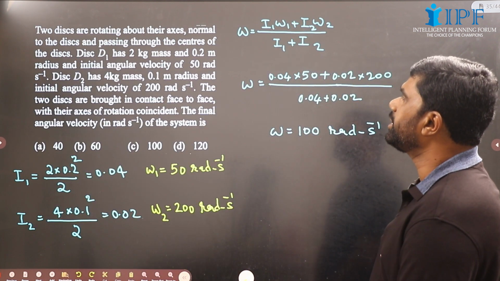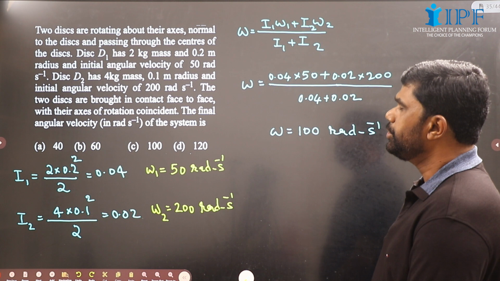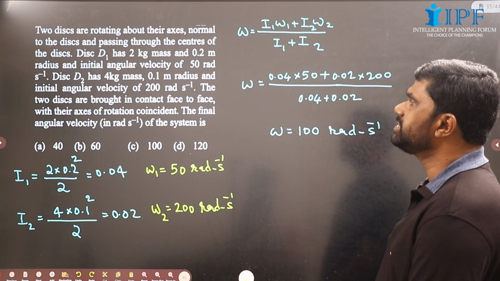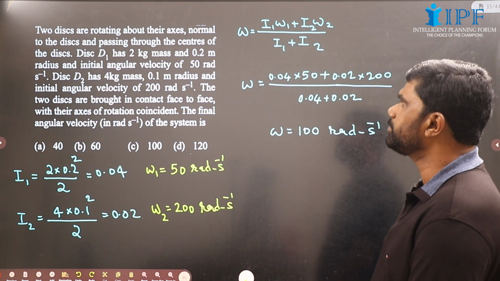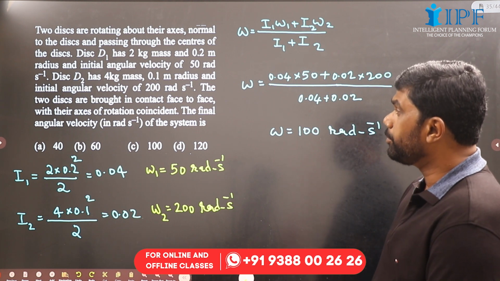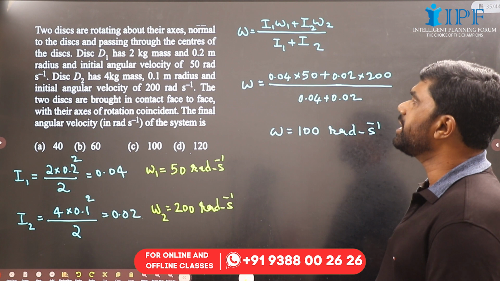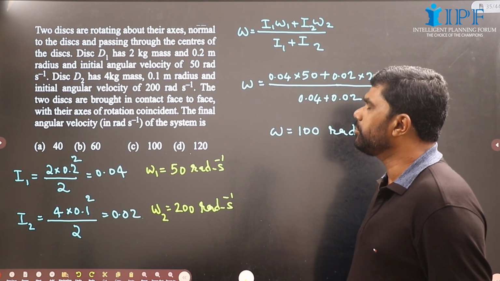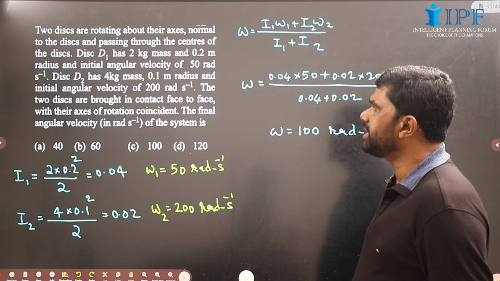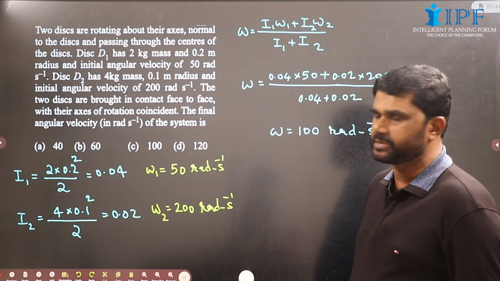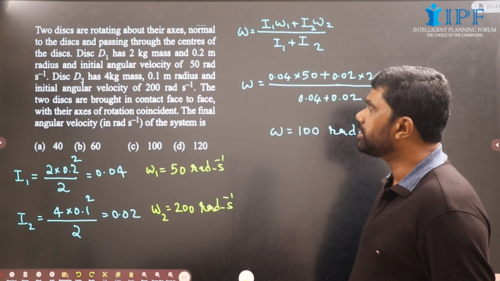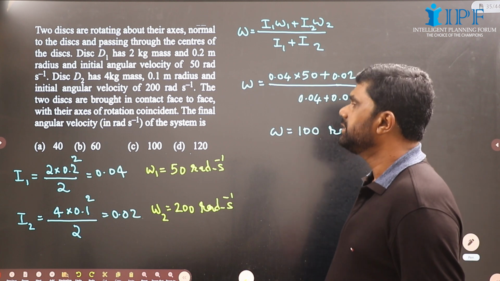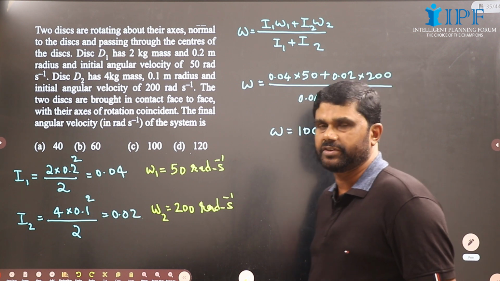Two discs are rotating about their axis, normal to the discs and passing through the centers of the discs. Disc D1 has 2 kg mass and 0.2 meter radius and initial angular velocity 50 radians per second. Disc D2 has 4 kg mass and 0.1 meter radius and initial angular velocity 200 radians per second. The two discs are brought in contact face to face with their axis of rotation coincident. The final angular velocity of the system will be.